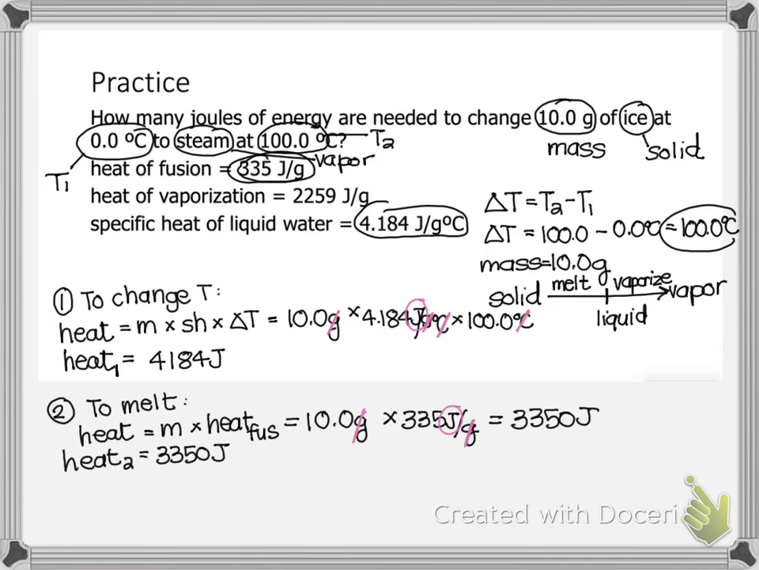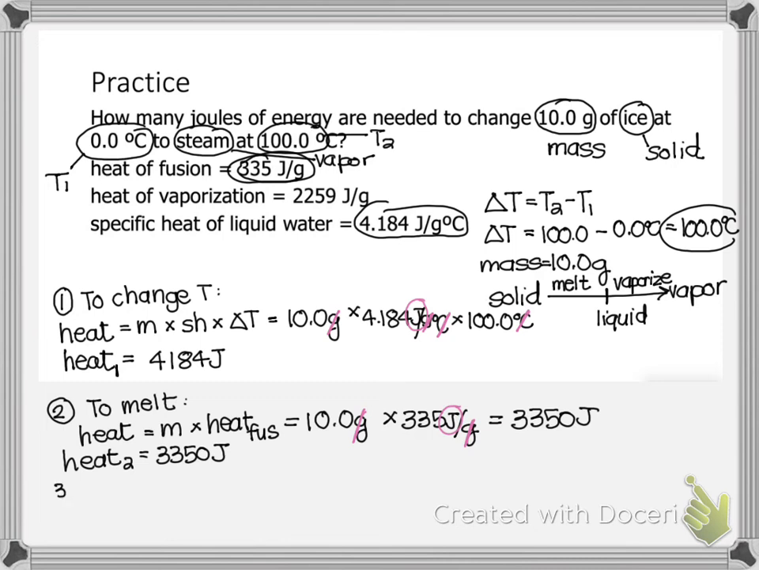3350 joules. So in this problem, if it didn't say to steam, it just said it changed the temperature to 100, then I wouldn't have to vaporize it, and I would just add these two together. So as you read the problem, you have to think to yourself, am I changing the temperature? And if you are, you would use equation 1. Then you also have to think, am I melting it or vaporizing it? And if you are, you have to add in those heats.